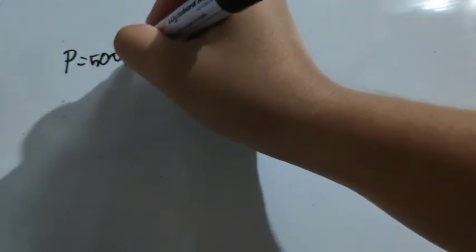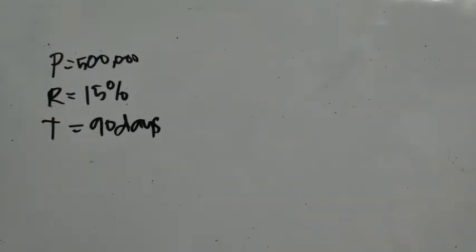So we will first identify the given of the problem. The principal is 500,000. And then the rate is the same, 15% with the illustration number 1. And then the time is 90 days. So when the term of the bank loan is less than 1 year, you need to divide it with 360 days.